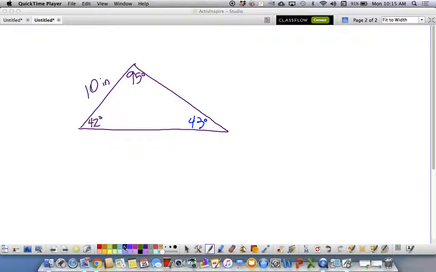Now, how would you go about solving for the missing sides? Well, I would not use Pascal's formula, I would use the sine. The Pythagorean theorem, maybe? I would use the sine formula. The sine formula.